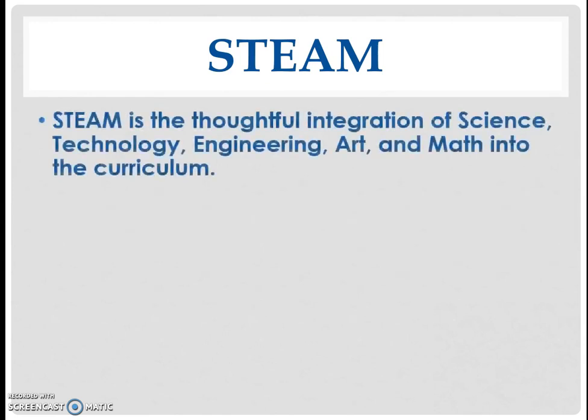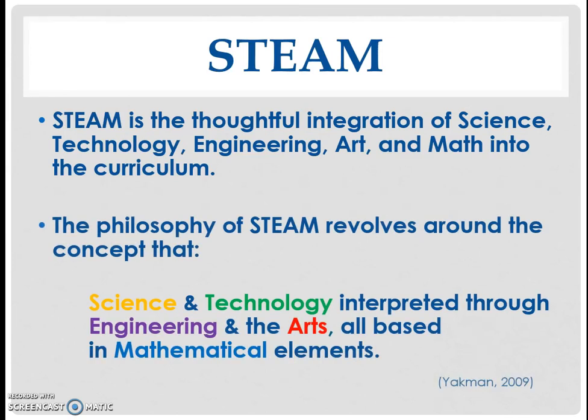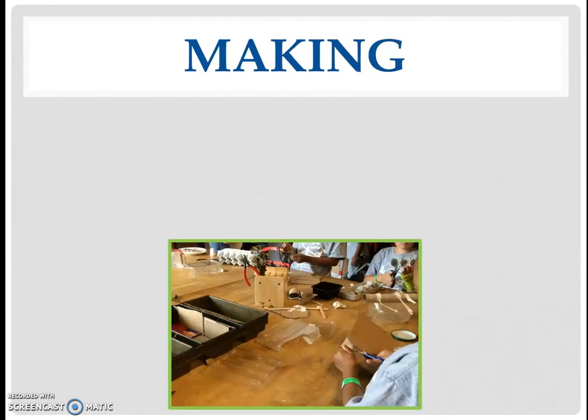Formerly STEM, science, technology, engineering, and math, educators now recognize the importance of adding the A for the arts. This creative aspect is often the connection needed for students who may be out-of-the-box thinkers. I particularly like Georgette Yackman's definition as she says, science and technology are interpreted through engineering and the arts, all based in mathematical elements.